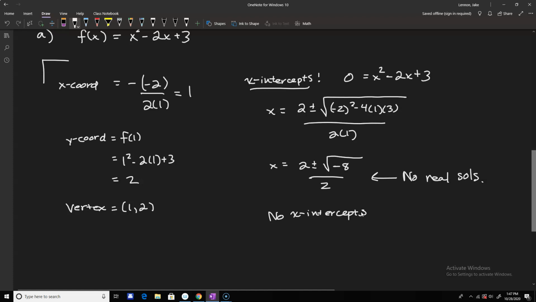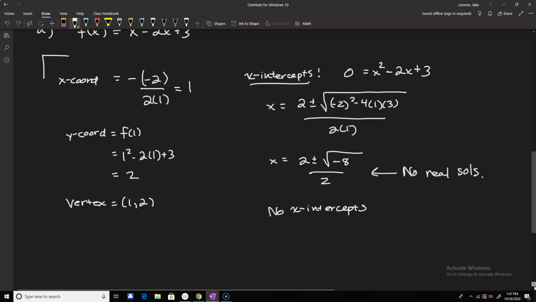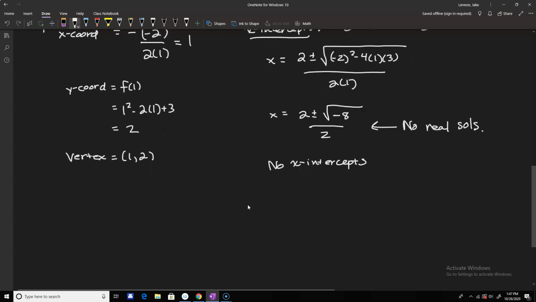And then lastly, we can look at the y-intercept. The y-intercept is very easy. Just let your x value be 0. So the y-intercept is just f of 0, which is 0 squared minus 2 times 0 plus 3, which equals 3. So our y-intercept is 0 comma 3.